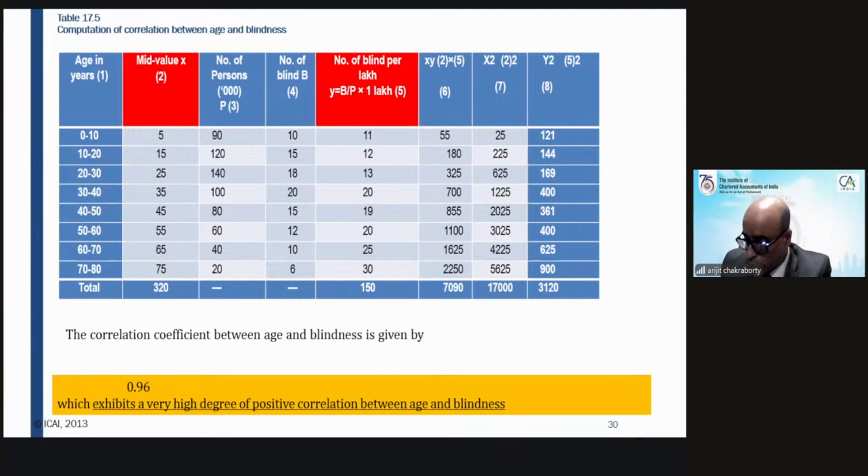So this shows a very strong correlation between these two variables, that means age and the level of blindness. Very, very good, strong positive correlation, I think. Yes, Harendra Kethari, yes, thank you.